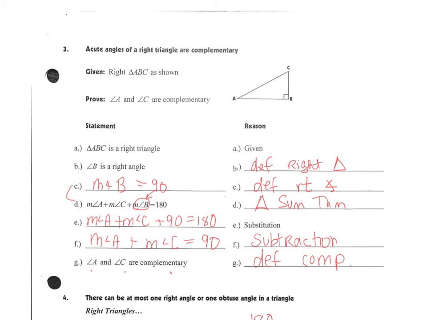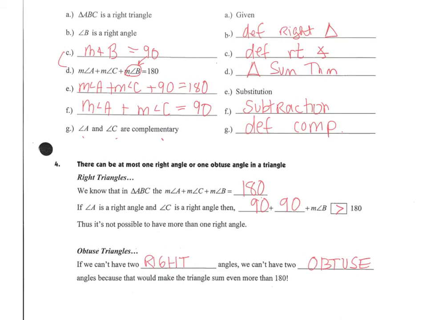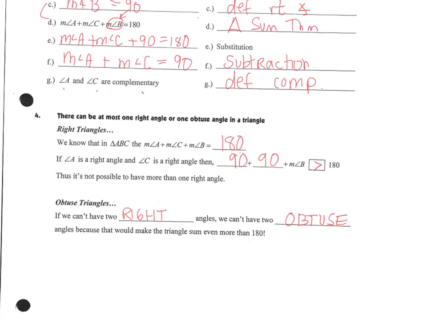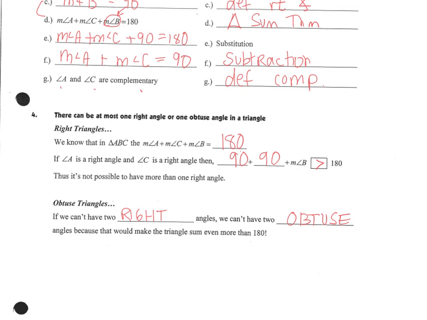Now there's a couple of things at the bottom of the page we want to go through that I have filled in already for you. So there can be at most one right angle or one obtuse angle in a triangle. So let's talk about right angles first. We know that in triangle ABC, the measure of angle A plus the measure of angle C plus the measure of angle B is 180 degrees. That's our triangle sum theorem.